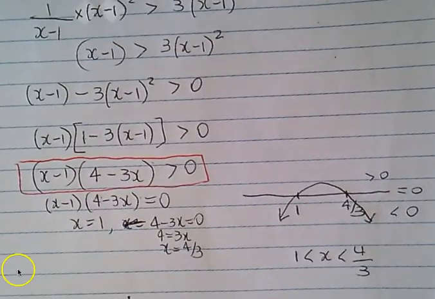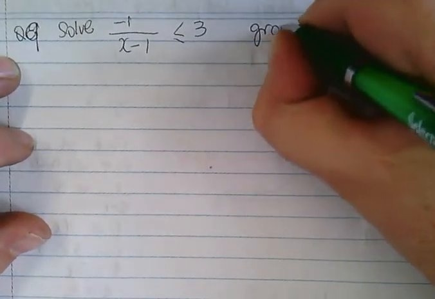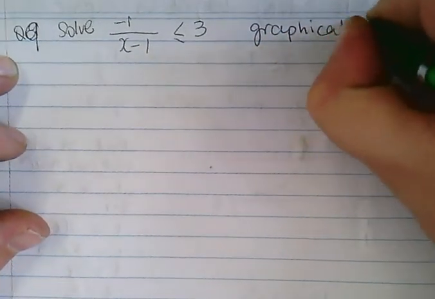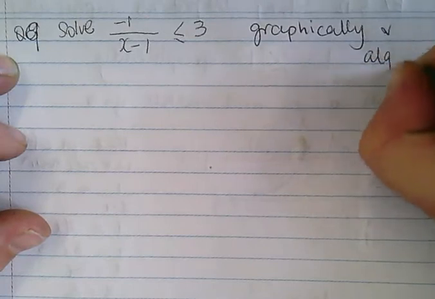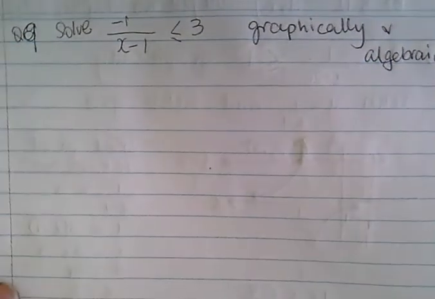Okay? Question 9, solve negative 1 over x minus 1 is less than or equal to 3 graphically, and we're also going to do it algebraically. So you can revise how to do it.